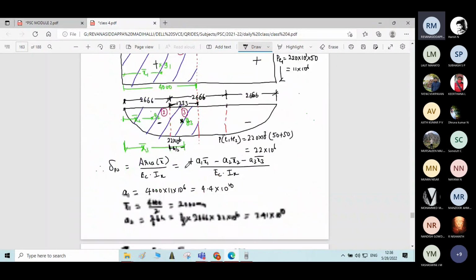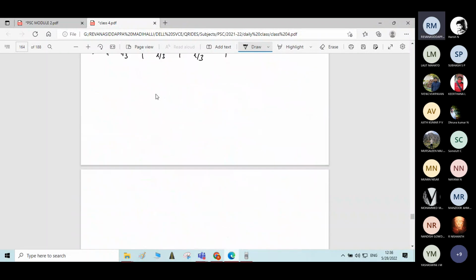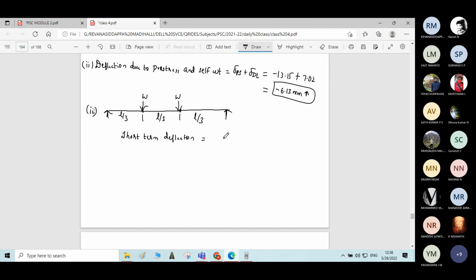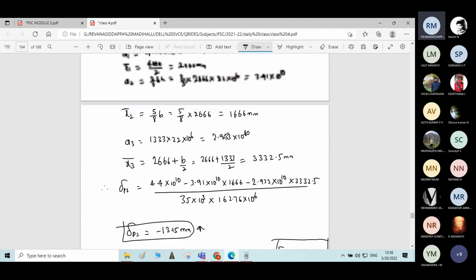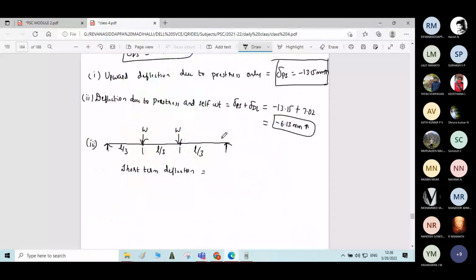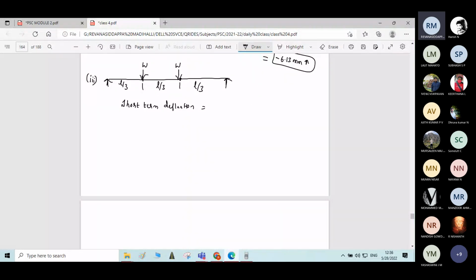Short-term deflection means what? Short-term deflection. Okay, we have to find the magnitude of the concentrated load W, which is placed at 1/3 points, which would result in the short-term deflection of about span by 500. Okay, span by 500.